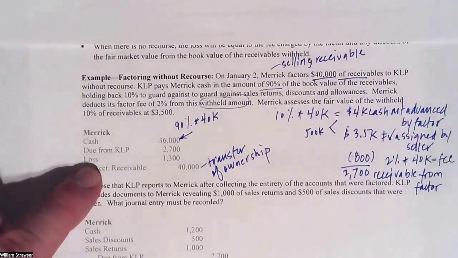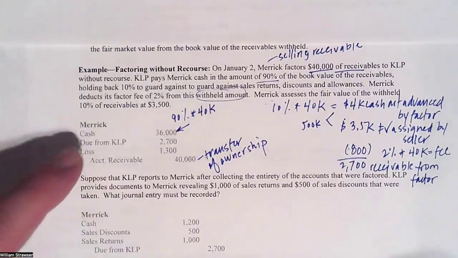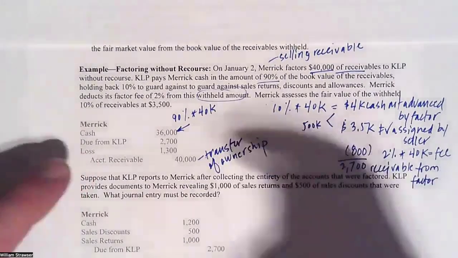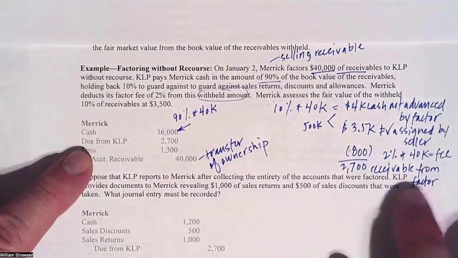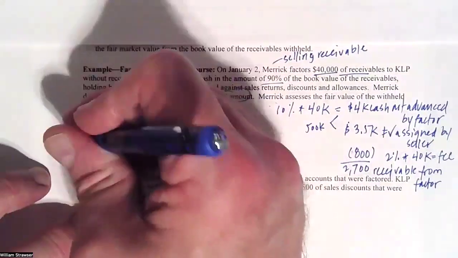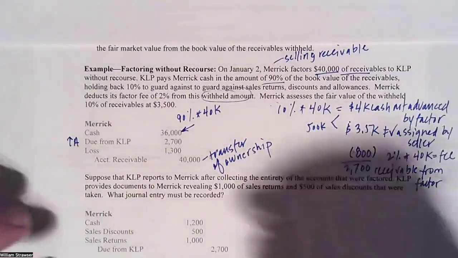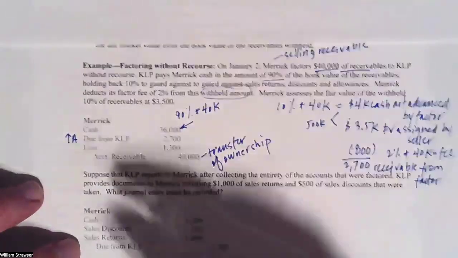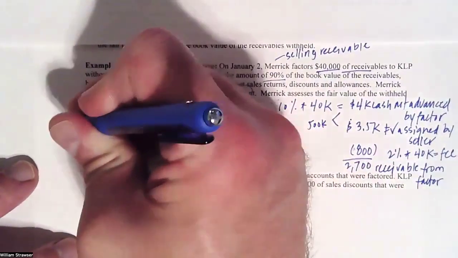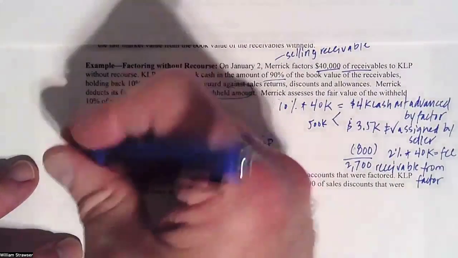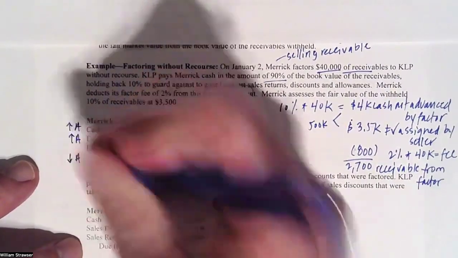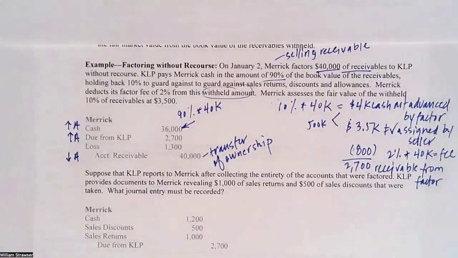Now this says due from KLP. KLP is the factor. It's the same account really. Receivable from factor, due from factor. They're two different names for the same item being recorded as part of the transaction. They're both assets. The cash, of course, is an asset, and we're giving up receivables. So that's a credit to an asset, reducing my assets.